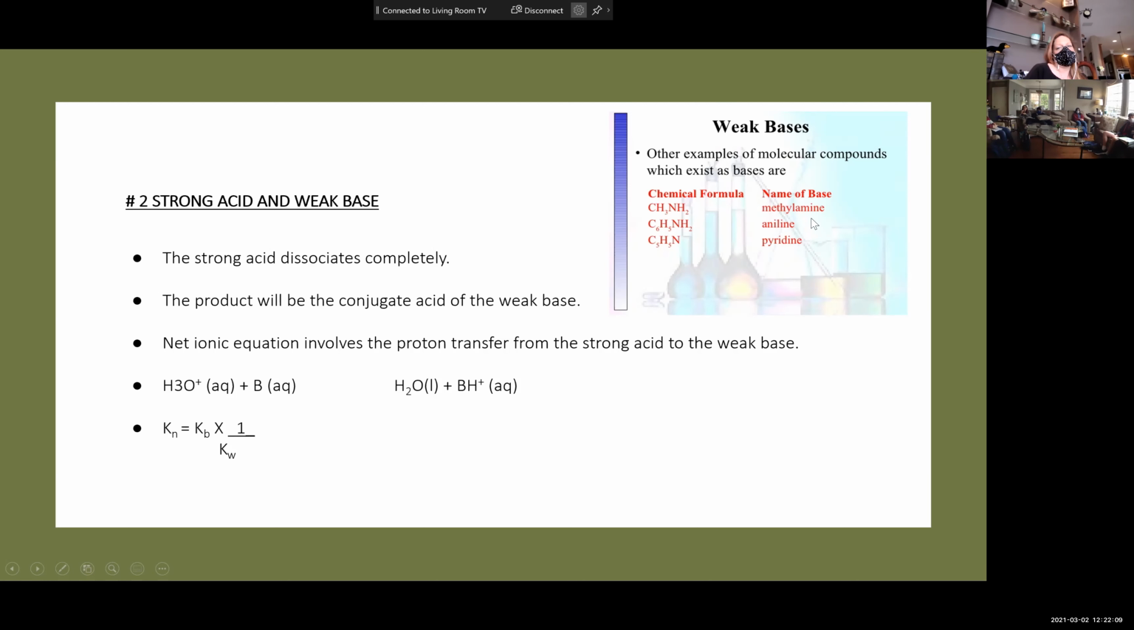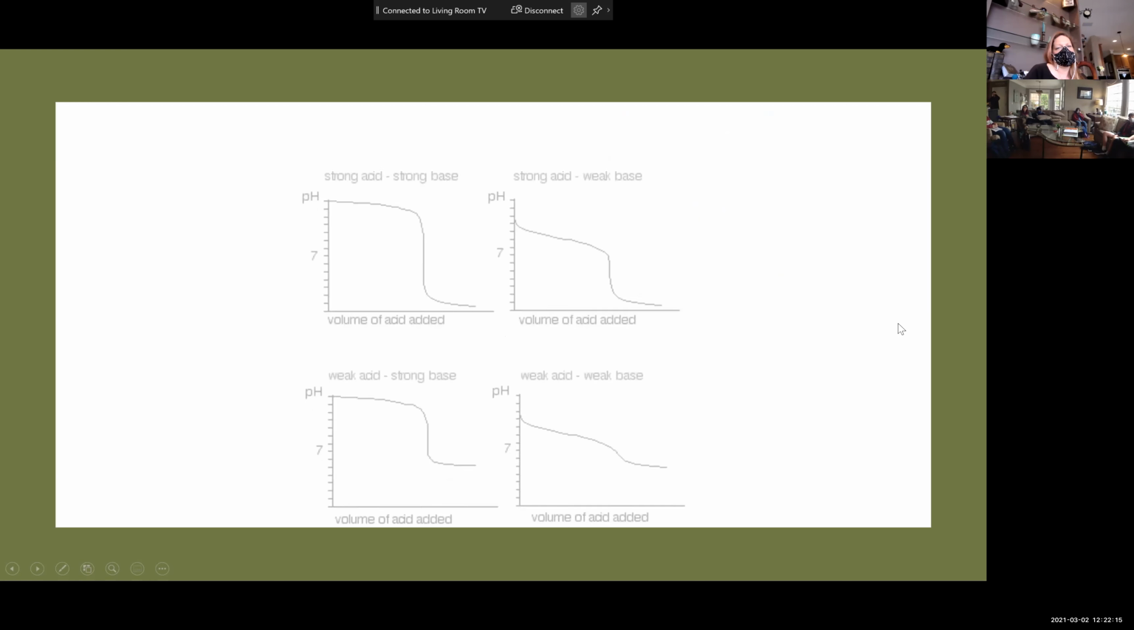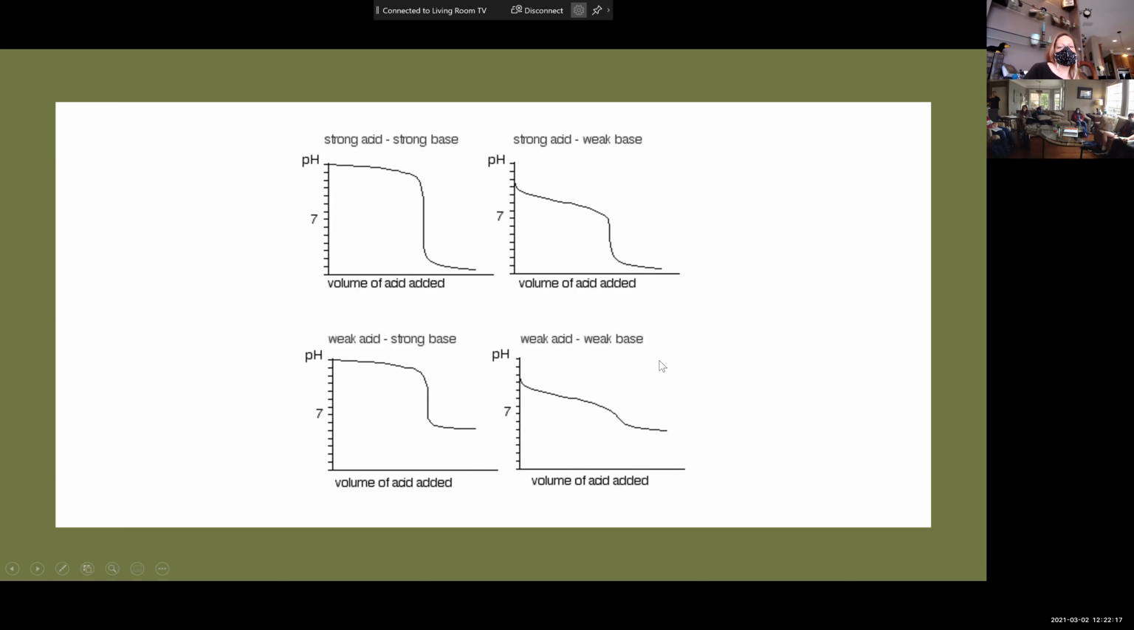And here are some examples of weak bases. I don't believe we've used any of these either, so they're not any that you're particularly familiar with. This just gives you an idea.